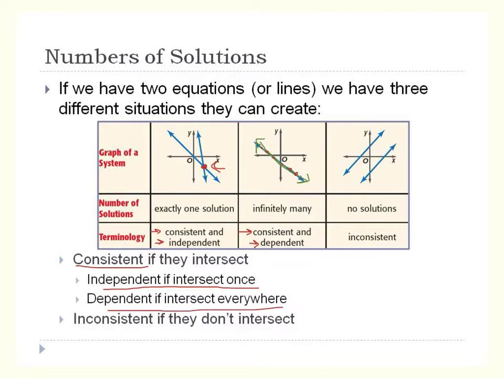And our last case is, what if they are parallel? They are never going to intersect. There's going to be no solution. In this case, they're considered inconsistent because they do not intersect. So those are the three cases that we're going to be looking at.